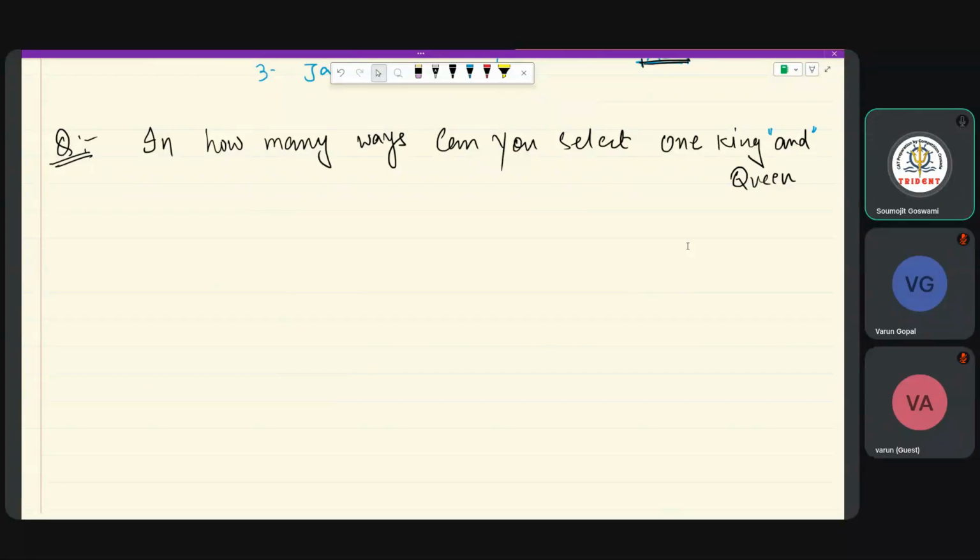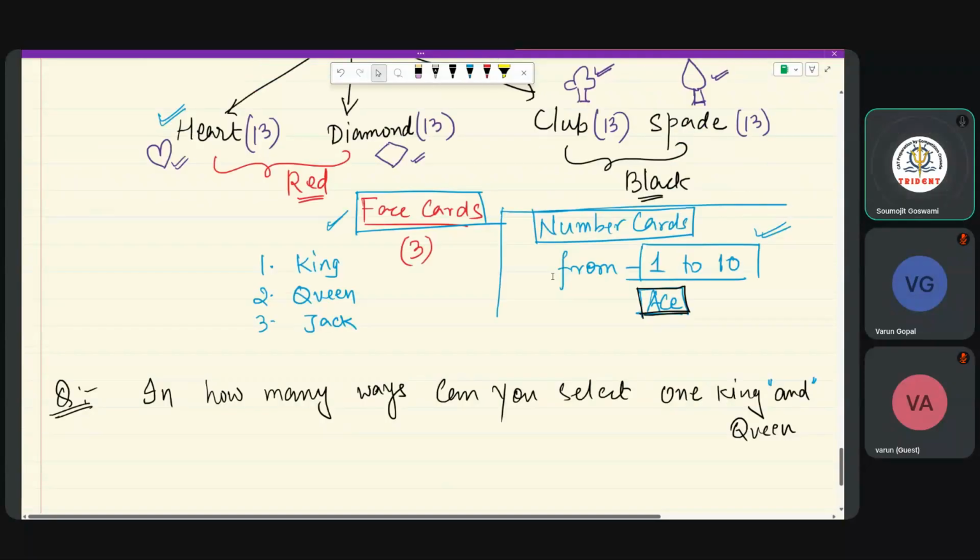I am giving you some time to answer this question, okay? I'm giving you, let's say, 2 minutes to answer, and then we will discuss. The question is simple: in how many ways can you select one king and queen? And this is the information that is required.